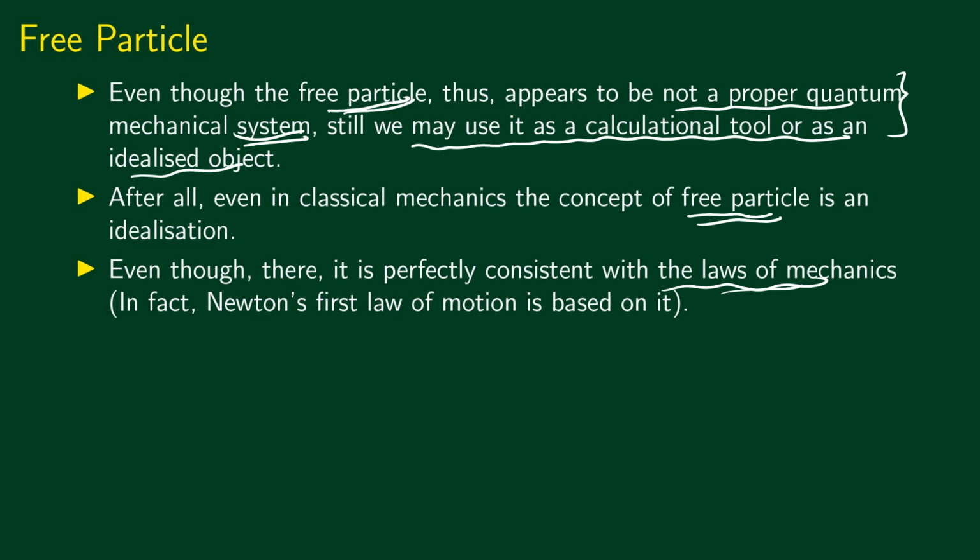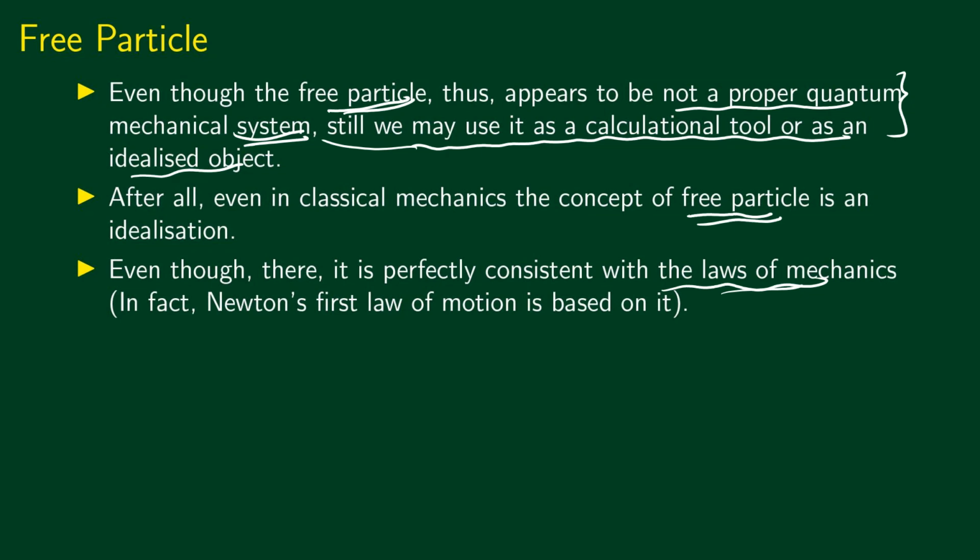When we make calculations, we can use it as a calculational tool. There's no problem in using it as a calculational tool. The only problem is that it does not represent a physical object as such. But these are quite useful. We can still use the momentum eigenfunctions as the basis, the momentum eigenvectors as the basis vectors. We could use the position eigenvectors as the basis vectors. Of course, we already used these things.